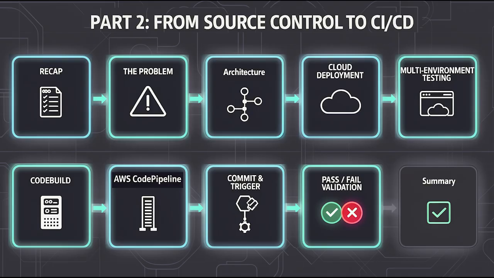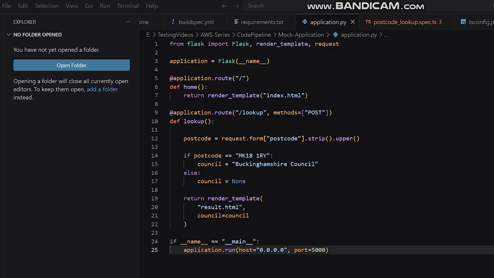The final demonstration is to show how the Playwright test can act as a quality gate. I'll introduce a breaking change, commit it to the repo, and then we should see the pipeline detect the regression and fail the testing stage. So let's imagine the developer is handling a postcode update and mistakenly associates the test postcode with Milton Keynes Council. So they modify the application code and they remove Buckinghamshire, and instead we put in Milton Keynes.